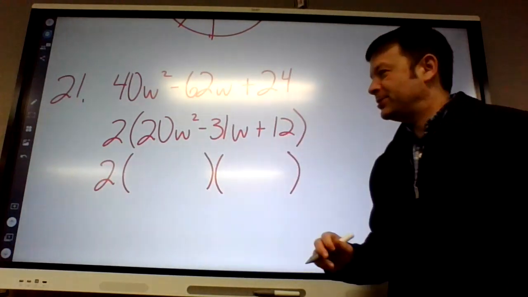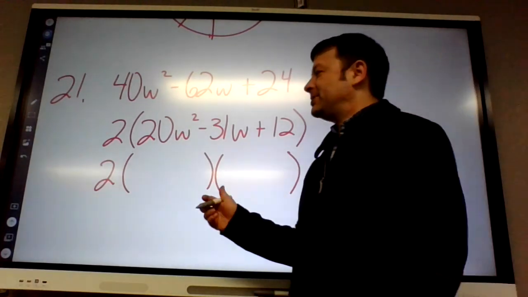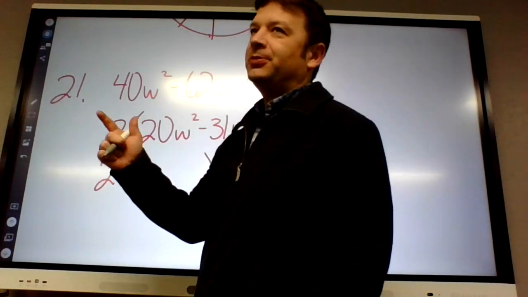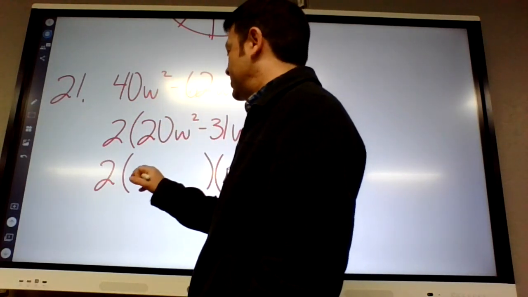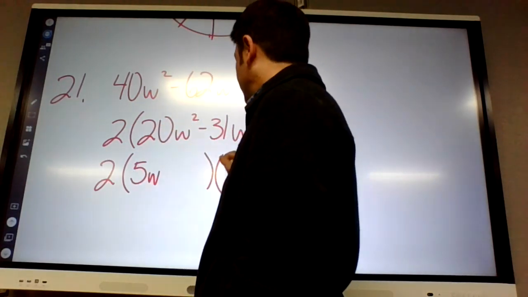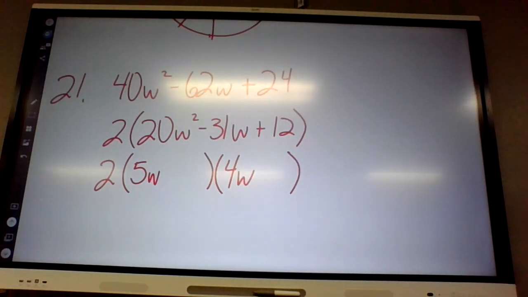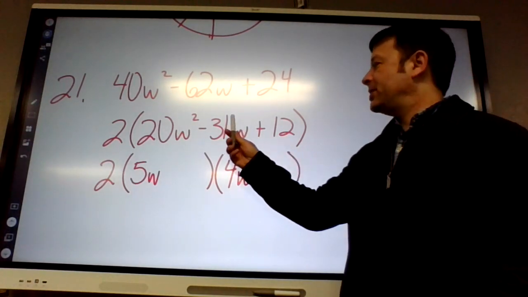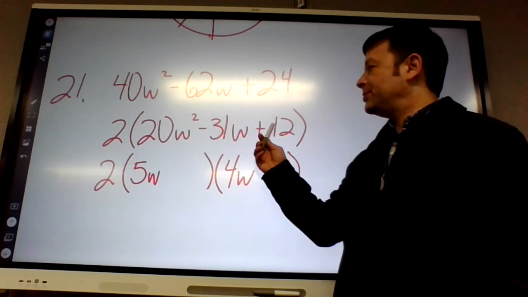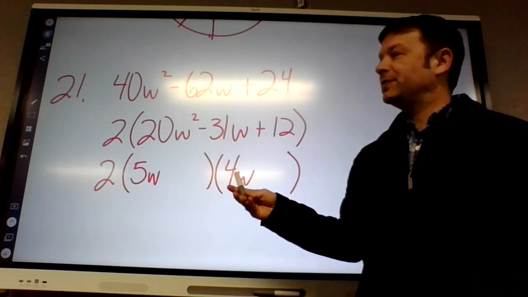Hopefully we guess well on this one. What goes into 20w squared? 4 and 5, could be lots of stuff. Could be 10 and 2, slightly less likely. 20 and 1, less likely. But we'll try 5 and 4. What goes into 12? 6 and 2, 3 and 4. Okay, 6 and 2, or it could be negative 6 and negative 2. Because this is a negative, we're going to need the negatives.